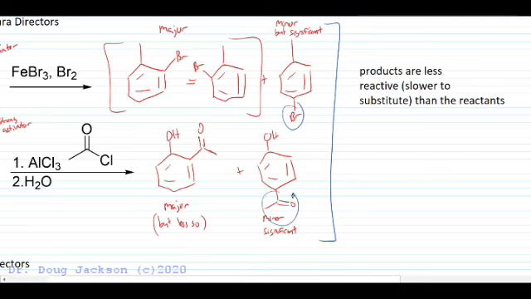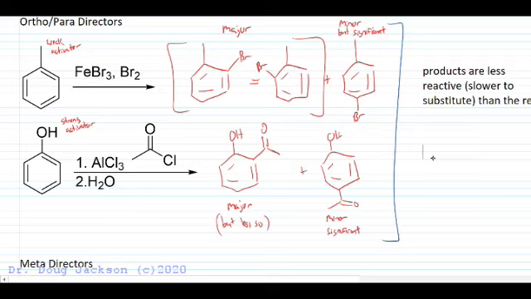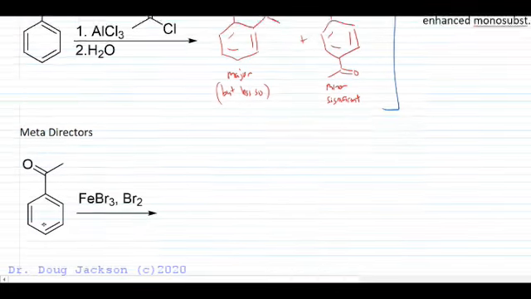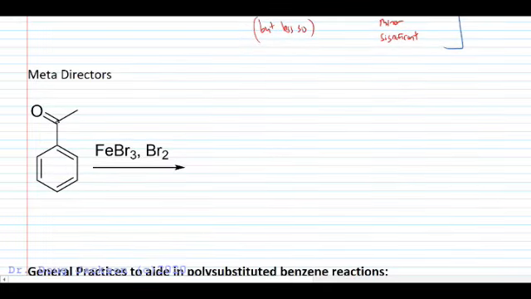And why is that? Well, we've just added a weak deactivator and a moderate deactivator to each of these products here. So the carbonyl group's a moderate deactivator, slows down the reaction relative to the reactant. The bromine's a weak deactivator and slows down the reaction. So that enhances monosubstitution. And we get more of the product that we expect. Okay, so we don't have to worry about two groups going on with these reactions. We can control those fairly well.